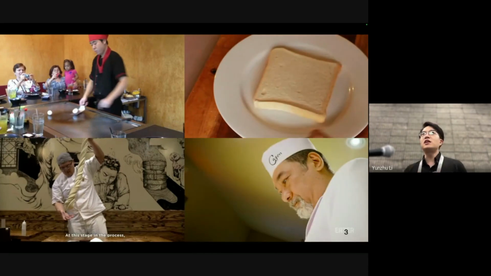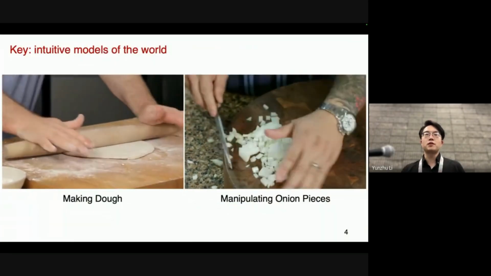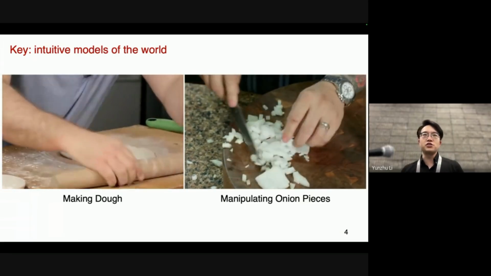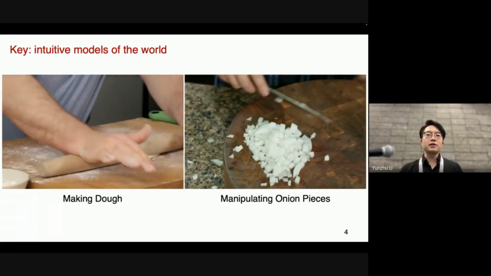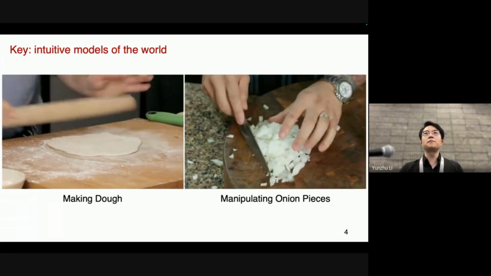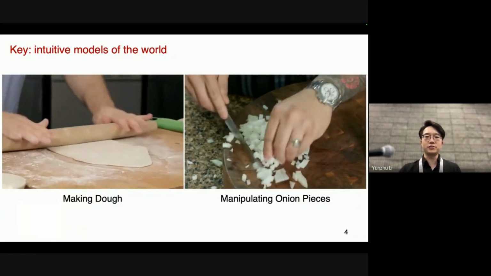So one of the key enabling factors for doing this deformable object manipulation is this intuitive model of the world. We have this model in our minds. We can predict how the environment is going to change if we apply a specific action. For example, how the dough will deform and how the onion pieces will move around. And it's exactly this predictive ability that allows us to plan our behavior to achieve specific targets.